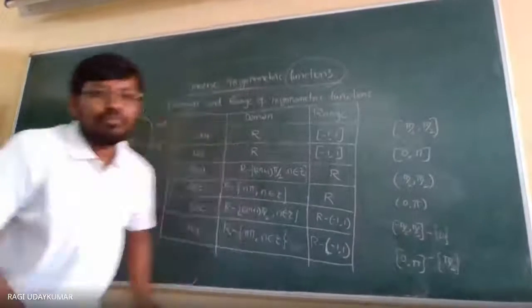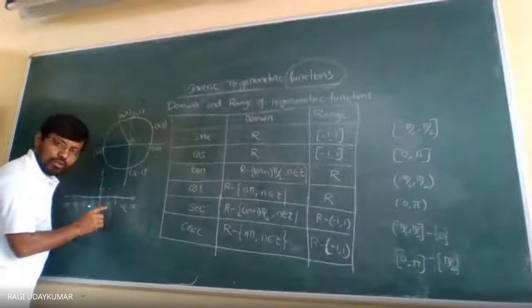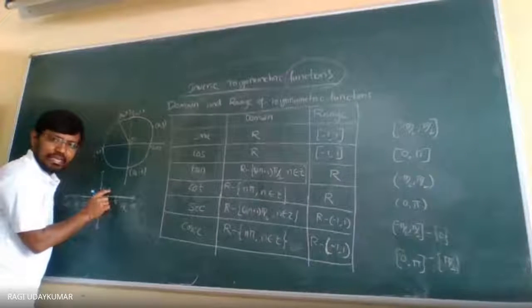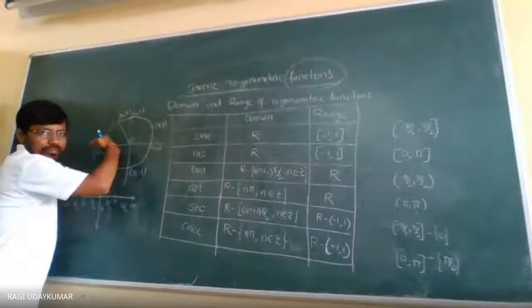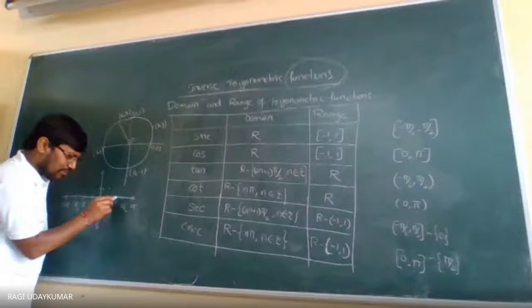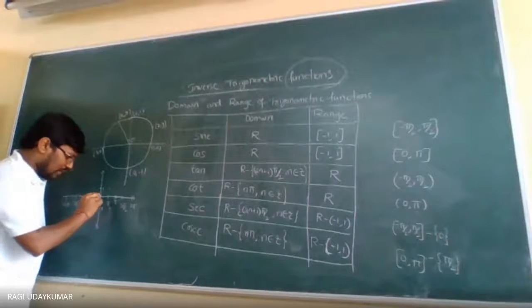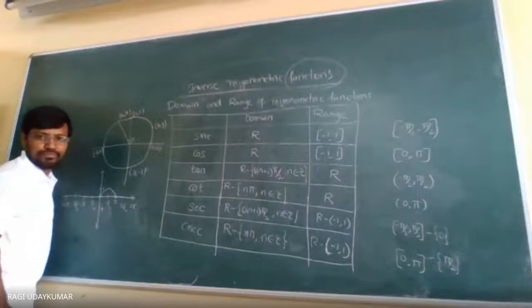Now let us see here. Whenever you take pi by 2, it is 1. Next, from pi by 2 to pi, it reaches 0 again. So at the place of pi, it is 0. So the graph will go like this, from here to here and here.